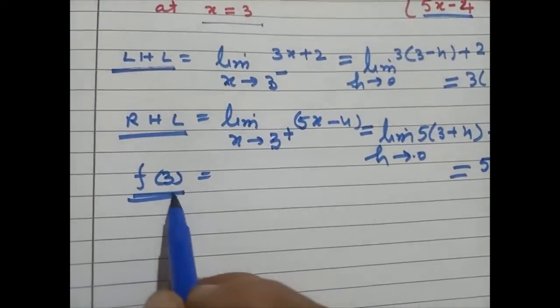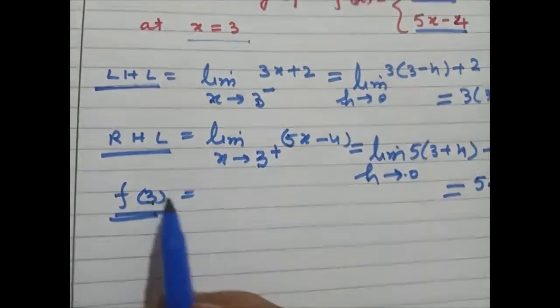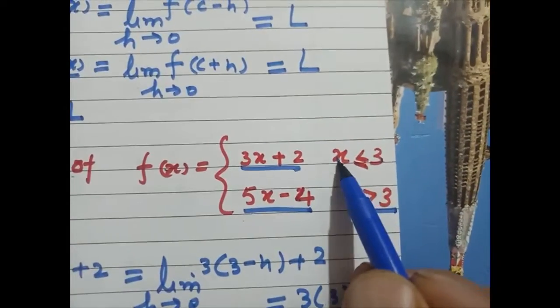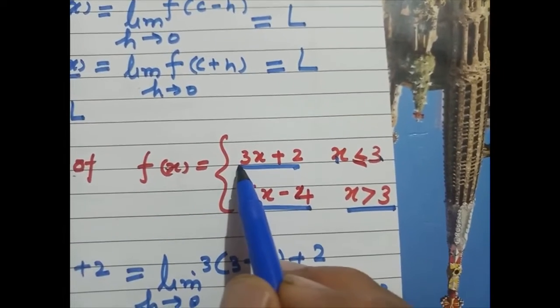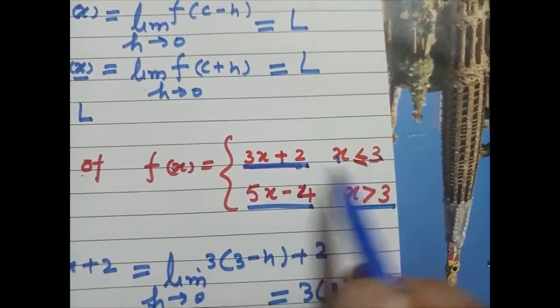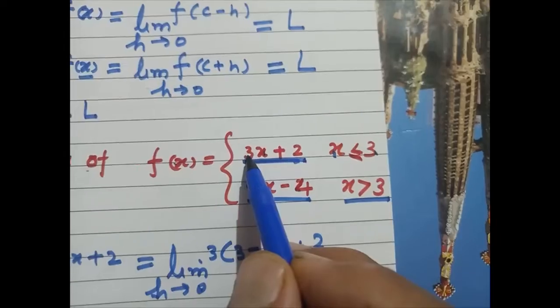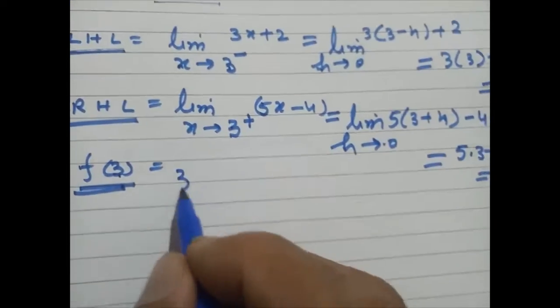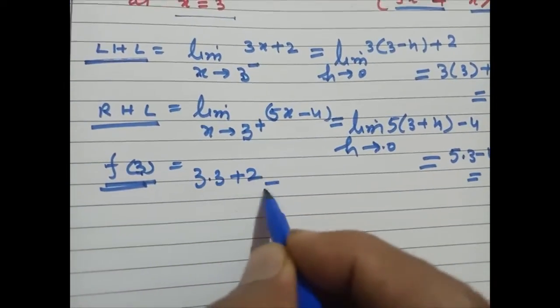Thirdly, left is f(3). What is the value of the function at 3? So here at x equals to 3, we'll put the value 3 here in the function. So it is 3 into 3 plus 2. It's going to be 11.